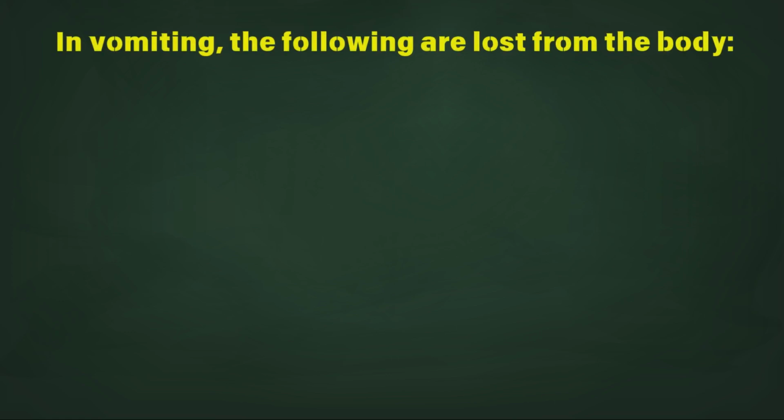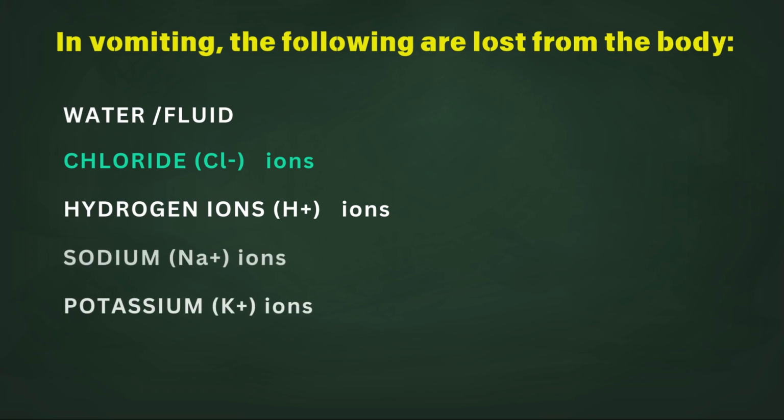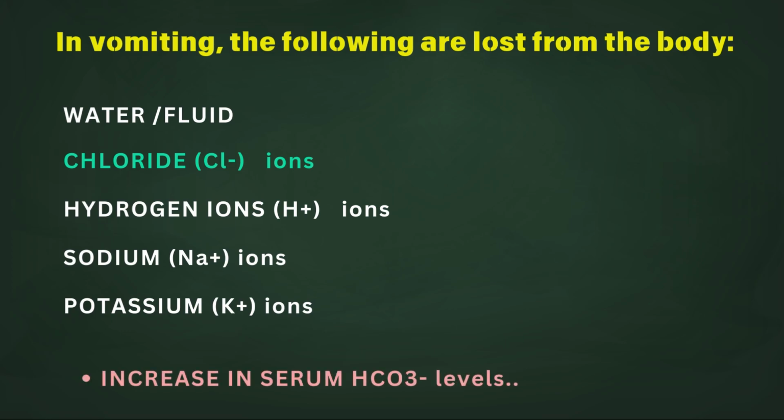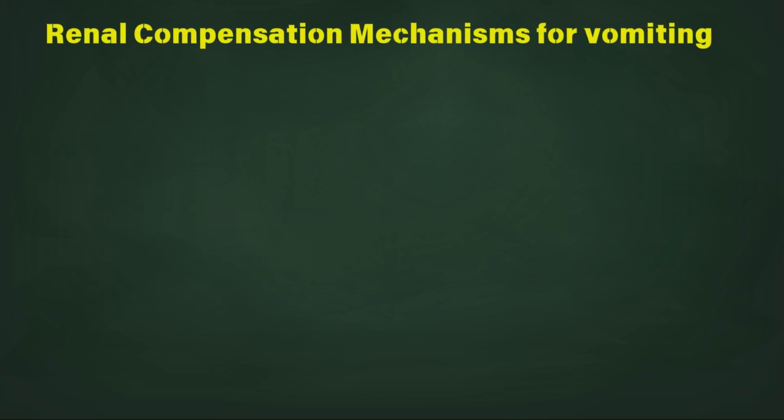In case of vomiting, the following are lost from the body: the water or fluid content, and chloride and hydrogen ions, which form rich components of gastric juice. Also lost are the sodium and potassium ions. We have already seen that there is an increase in serum bicarbonate levels because of the extra load of bicarbonate added into the circulation. So what happens to this extra load of bicarbonate which is added to the blood during vomiting?